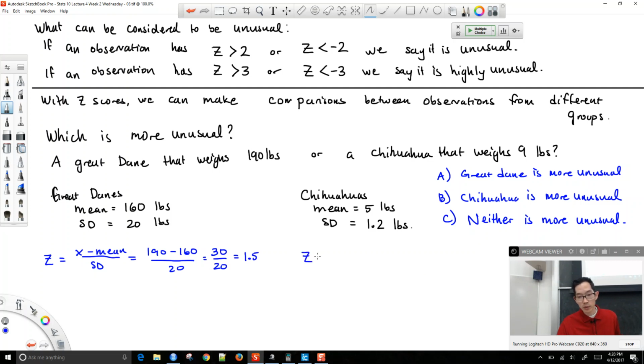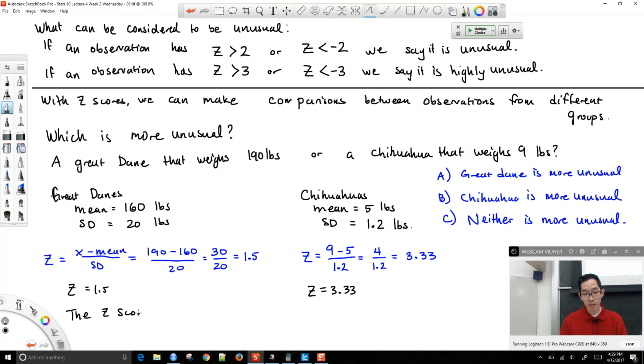For the Chihuahua, we do something similar, and we say this Chihuahua weighs 9 pounds. The mean is 5, and each standard deviation is 1.2. This Chihuahua is 4 pounds over average. 4 divided by 1.2 gives me 3.33. So the z-score for the Chihuahua is 3.33. We said anything with a z-score over 3 is highly unusual, whereas the Great Dane has a z-score of 1.5. So it is above average, but it is not very, very unusual. So z for the Great Dane is 1.5 versus z is 3.33. Therefore, the z-score for the Chihuahua is farther away from 0, therefore it is more unusual.